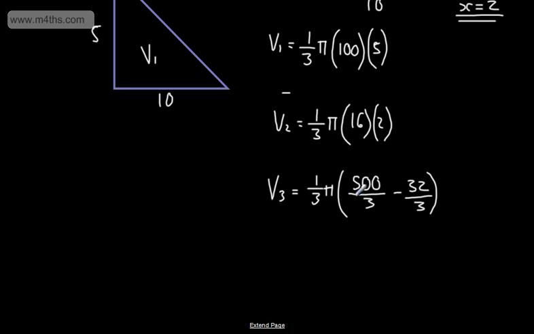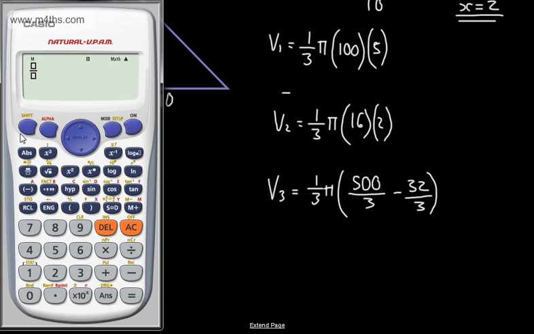What's that give us? 468 over 9. I'll just get a value for it now, and we'll do this one as an answer to 3 significant figures. So we're going to have pi divided by 3, multiplied by 500 minus the 32 divided by 3. And that is going to give me now 52 pi, which is 163.